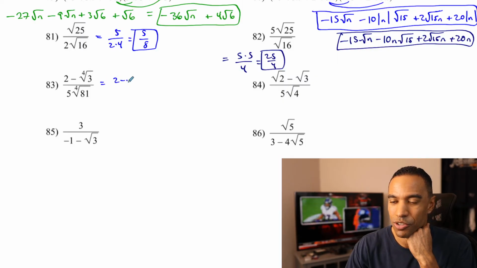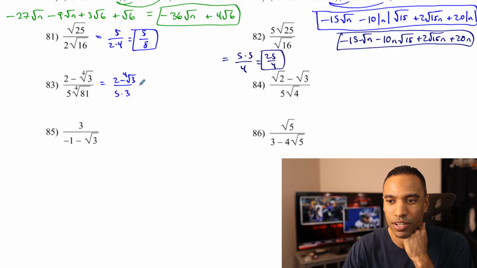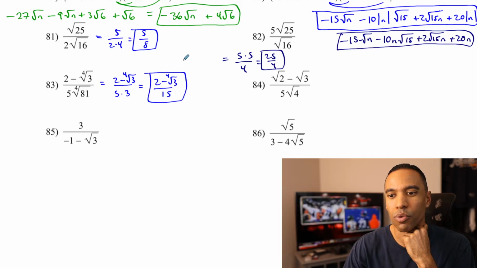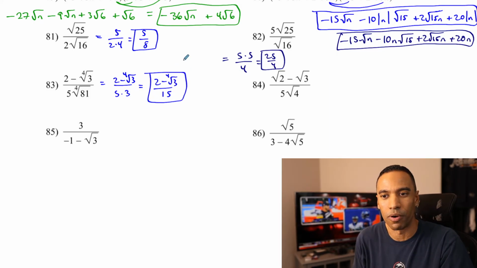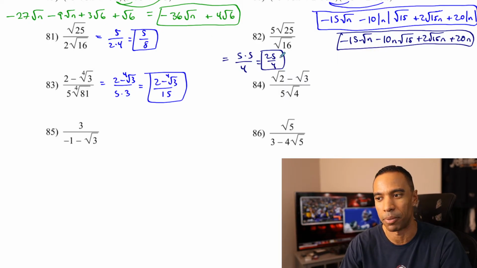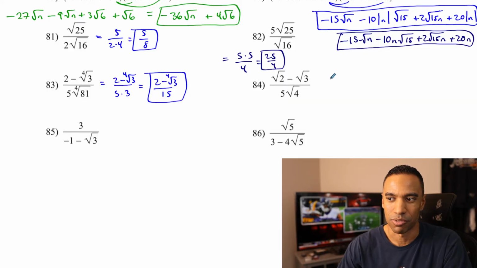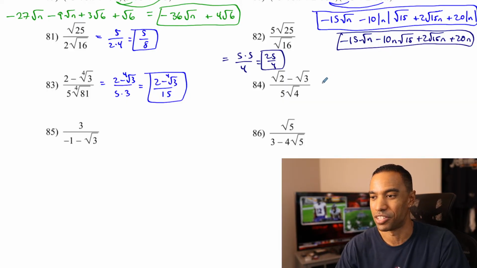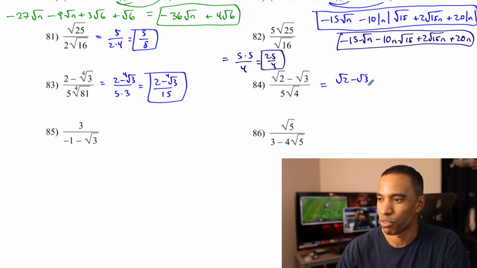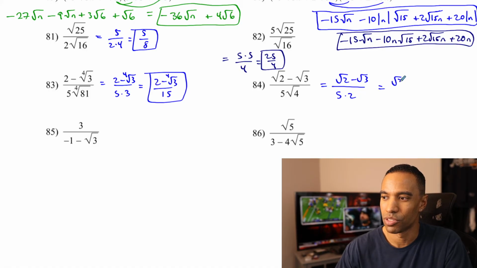This is 2 minus 4th root of 3 over 5 times 4th root of 81, which is 3. So that's 2 minus 4th root of 3 over 15. Again, apologize, this is not the way. See, the way these problems are probably intended to go is rationalizing denominators: multiply top and bottom by something that would make it happen. These don't need that, so I'm just going to leave them. There's nothing to reduce either. So root 2 minus root 3 over 5 times 2, which is root 2.